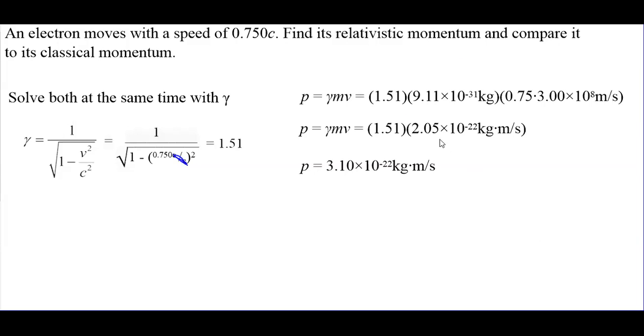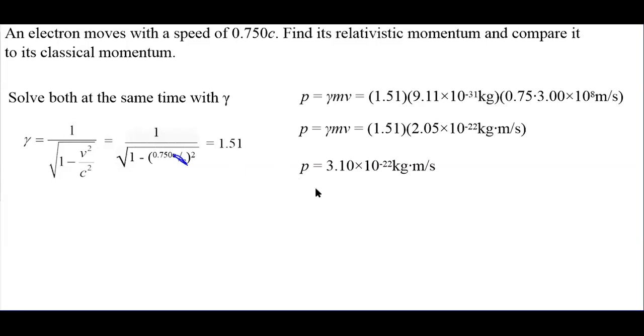Basically, your classical momentum says that you would have 2.05 times 10 to the negative 22 kilogram meters per second. So that's your classical momentum. Factor in the relativistic factor, and you would end up with 3.1 times 10 to the negative 22 kilogram meters per second. So it sounds like a very small number, but again, remember that the mass of an electron is ridiculously tiny.